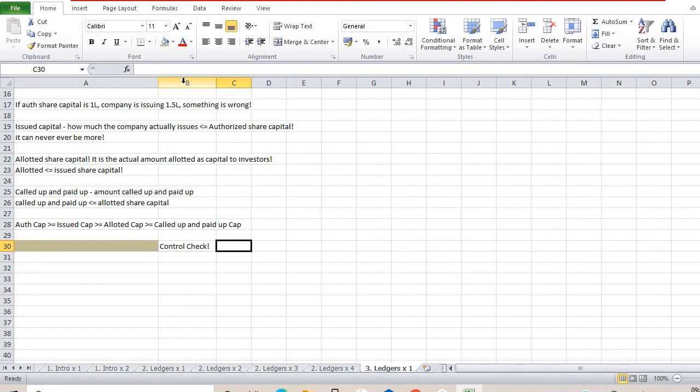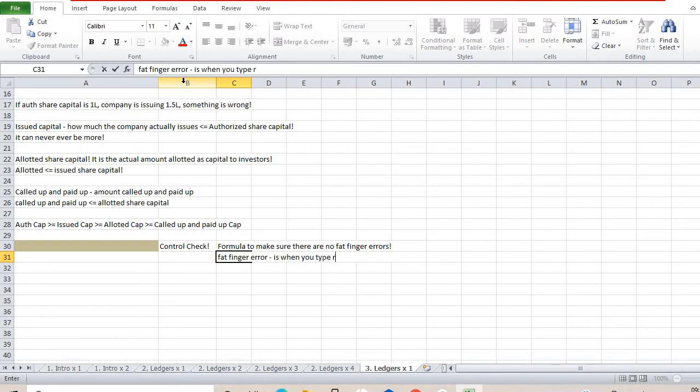What is a control check? A control check is a formula to make sure there are no fat finger errors. What is a fat finger error? A fat finger error is when you type random numbers because you are not on a diet. Fat fingers, right? Has it ever happened to you? You tried typing 0, you typed 1 and 0 together and you typed 10, right? So that's a fat finger error. So a control check will make sure that a fat finger error is not present.